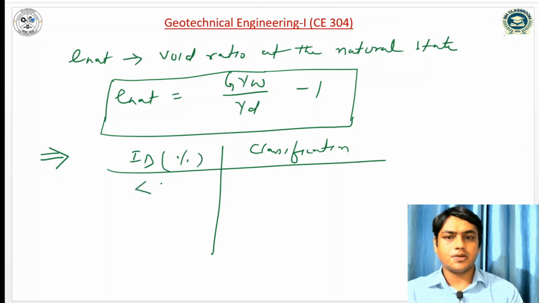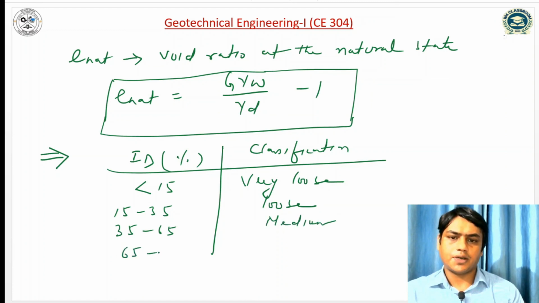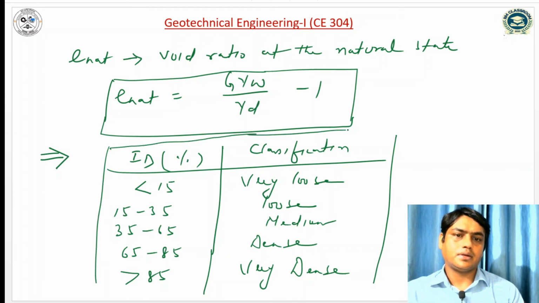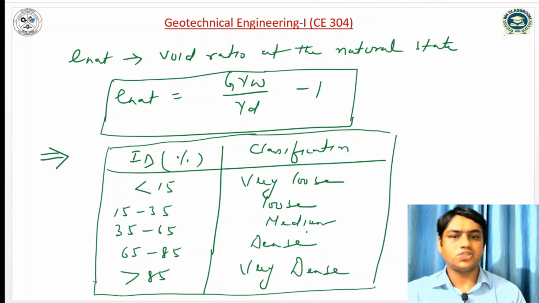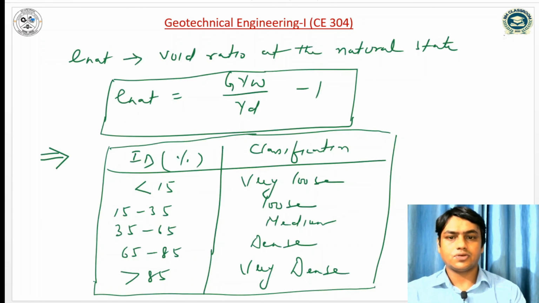So when our relative density is less than 15%, it will be very loose; 15 to 35, loose; 35 to 65, medium; 65 to 85, it will be called dense sand; and greater than 85%, it will be very dense. So with the help of this relative density value, we can classify the soil as very dense, loose, very loose, medium or dense. This relative density can also be written in terms of dry density. With the help of this value we can categorize the soil as loose or dense.